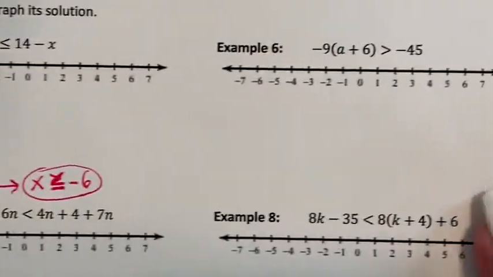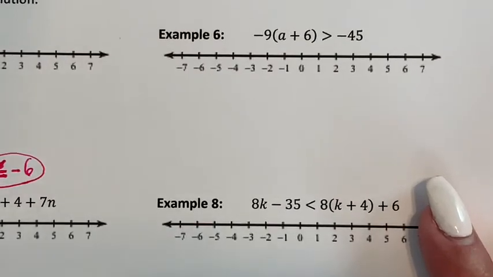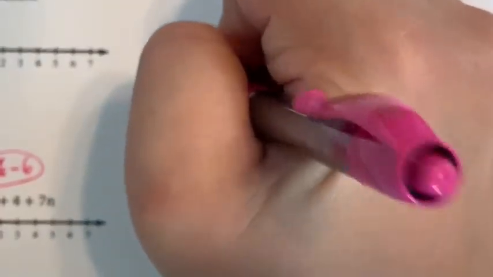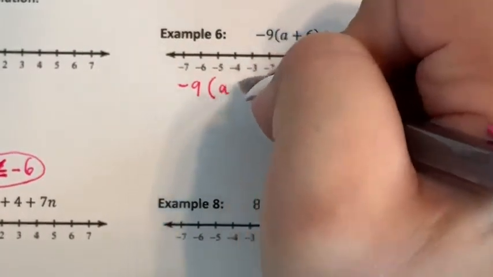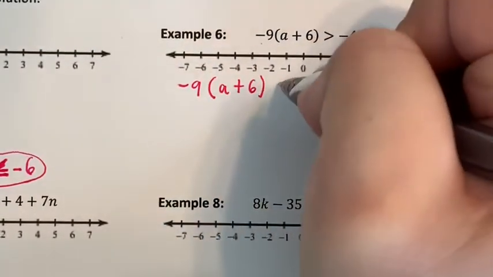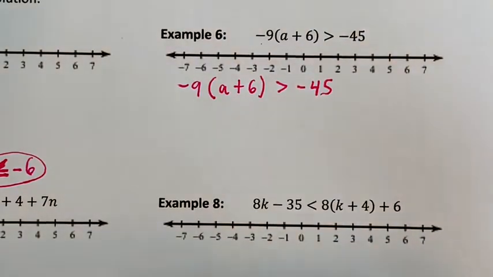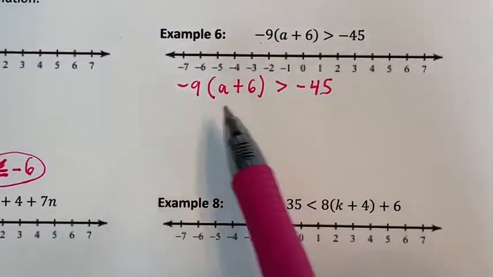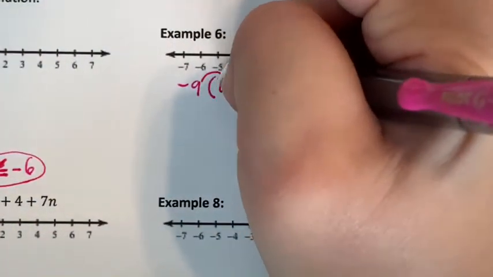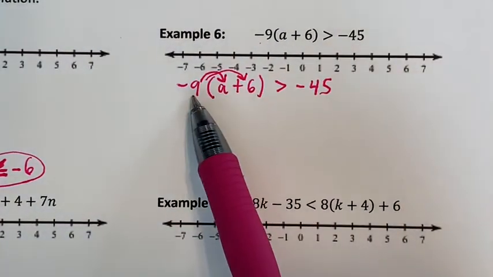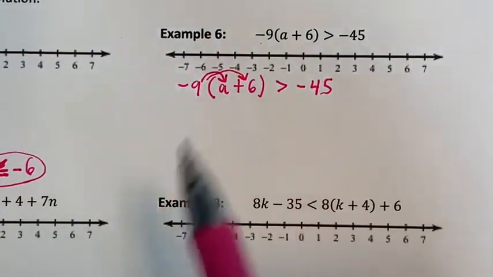All right, let's look at example 6. In example 6, right away I see I have a number times parentheses. Hopefully that's looking familiar. I have negative 9 times a plus 6 in parentheses greater than negative 45. I really hope that's looking familiar to you. Anytime we have a number times parentheses, we have to do the distributive property, meaning I have to distribute the negative 9 to both terms inside parentheses.